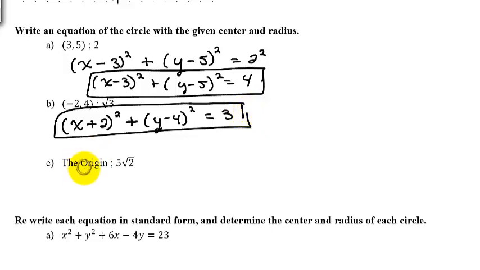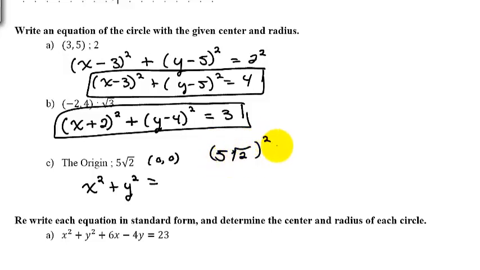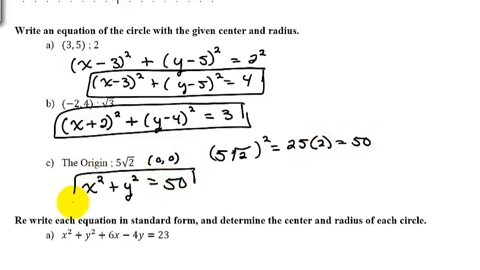In the last one here, we have the origin, or 0, 0 is our center. So that's going to give us x squared plus y squared, and it's equal to the radius squared. So we have to square 5 times the square root of 2. When you take that and multiply it by itself, you would have 5 times 5, or 25, and then the square root of 2 times the square root of 2, which is 2, and so that gives you 50. So x squared plus y squared equals 50.